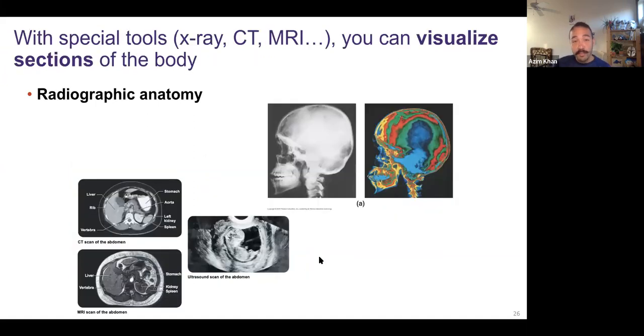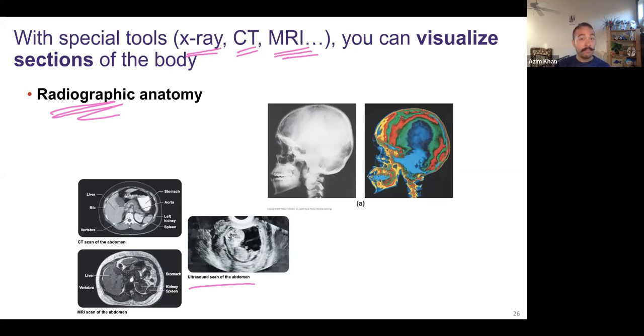If we do want to study human anatomy without cutting into someone, one great way to do this is using new special tools, and when I say new, I mean in the past 100 years, to visualize sections of the body. With these special imaging techniques of radiographic anatomy, we can look at sections. Just like those slices of tissues you've seen before, we're getting slices of gross anatomy. We can use X-rays, CT scans, MRIs, ultrasounds. All these things allow us to see inside a human body.